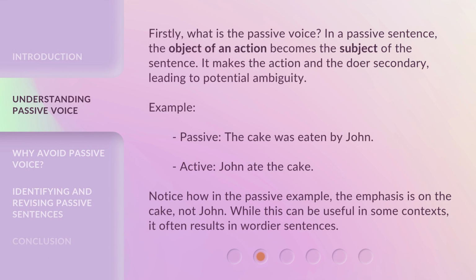Firstly, what is the passive voice? In a passive sentence, the object of an action becomes the subject of the sentence. It makes the action and the doer secondary, leading to potential ambiguity.